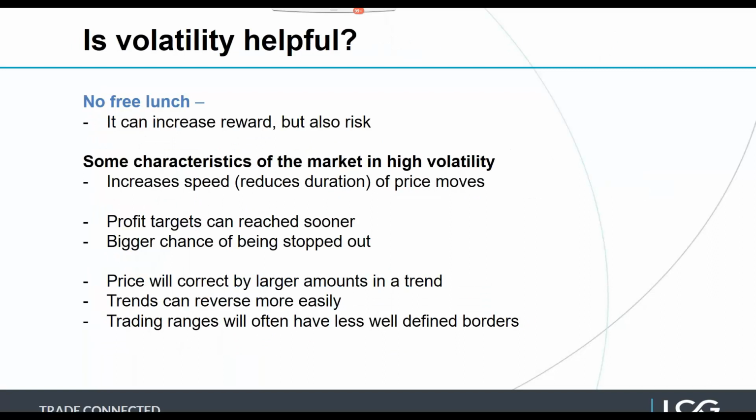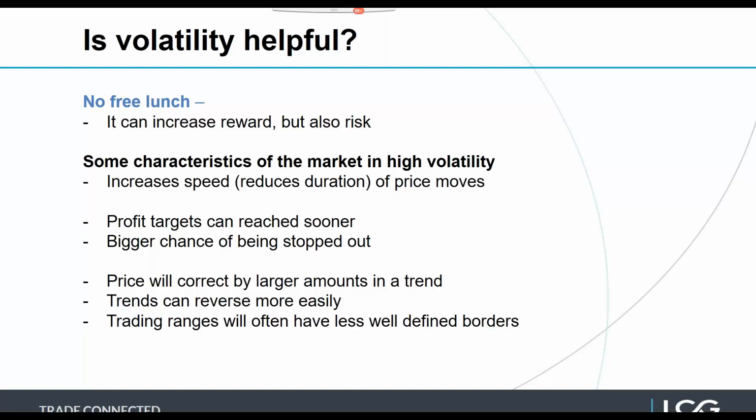So is it helpful? Well, there's no free lunch unfortunately, and volatility is no exception. It can increase the reward that you can get from your trades because there is more price movement, but there's also more risk that goes along with that. So just to describe some of the characteristics of high volatility, to give you a feel for what you're looking for here and what this term actually means for your trading.